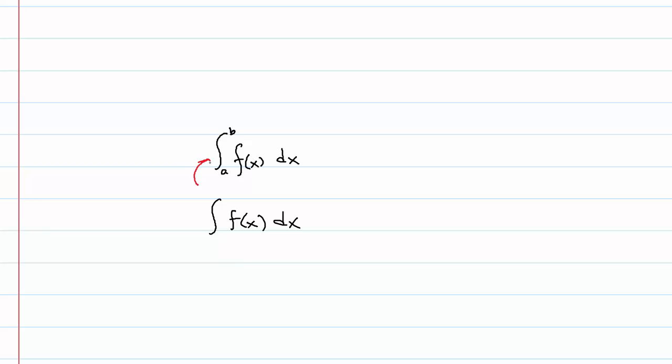This squiggly line is called the integral sign. All it shows is that we're performing integration. A and b are called our lower and upper bounds, respectively. Remember, with indefinite integrals, we don't have these.